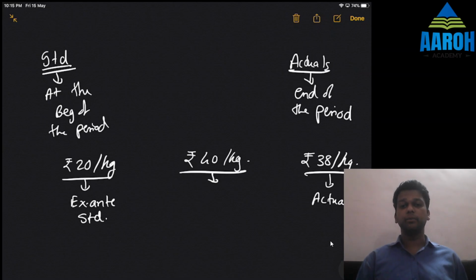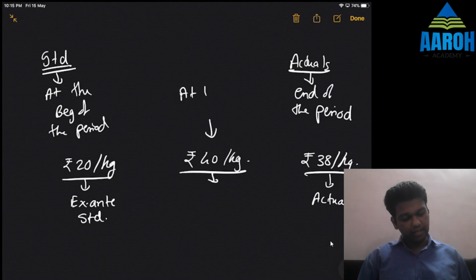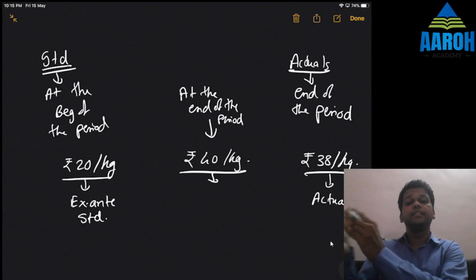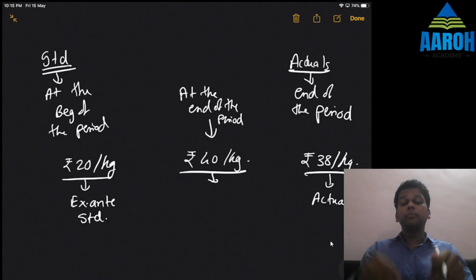Now, at the end of the period means what? Understand, this 40 rupees we will judge at the end of the period only, based on situations that actually existed in the period. Okay, not based on current situation. Now understand, the month is over. Okay, the month is over.